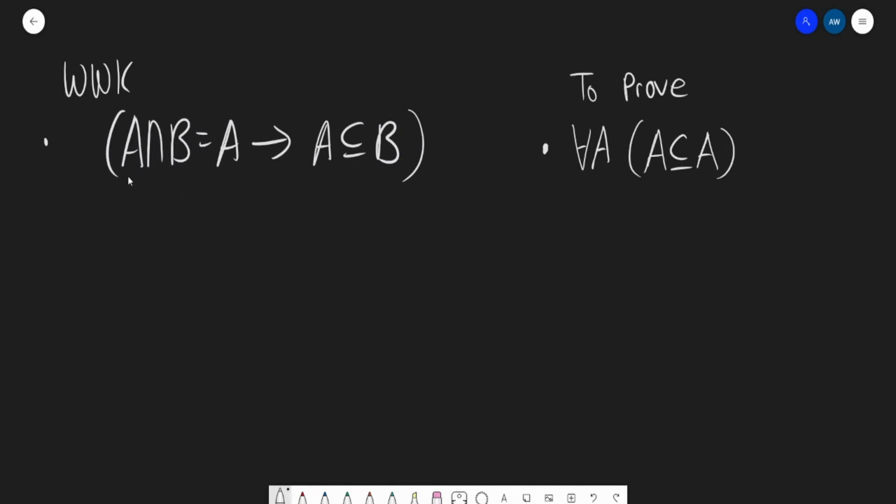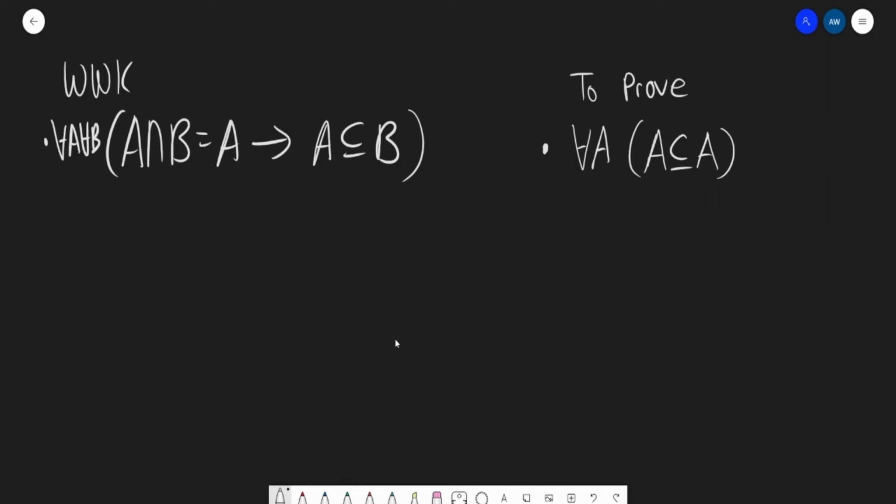And again, we're forgetting the quantifiers. The sets A and B here, they're not talking about the specific set. In fact, they're talking about any arbitrary set. So we can just say for all A and for all B. There we go. Alright, what's the next step?